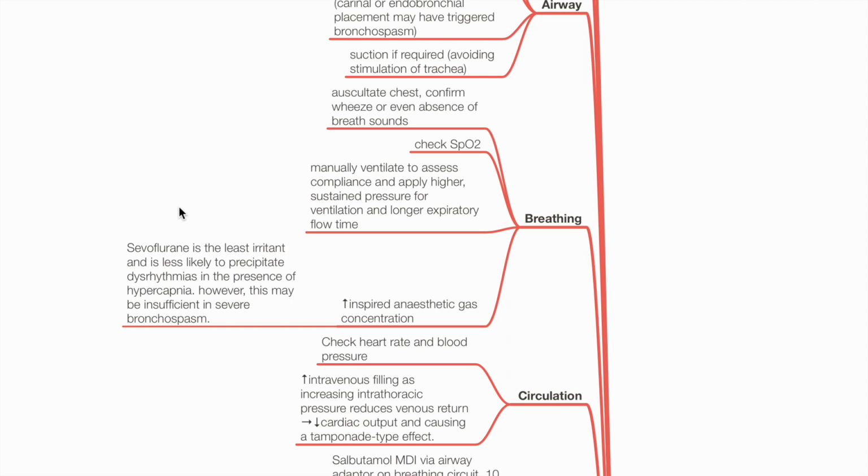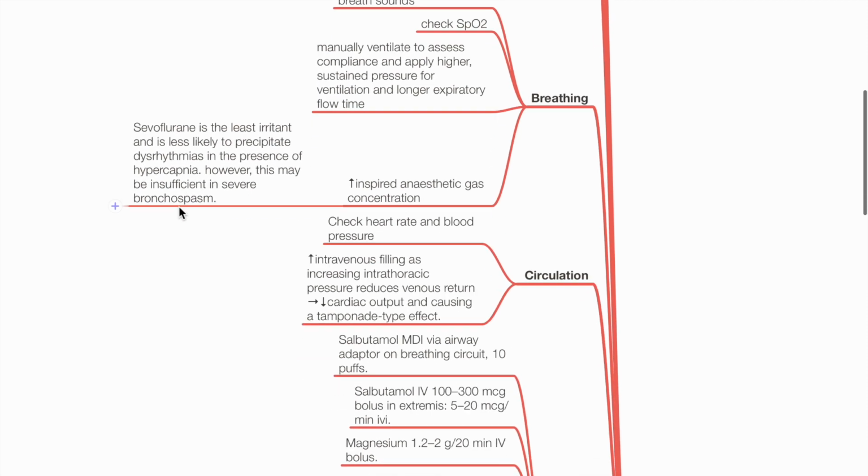Check SpO2. Manually ventilate to assess compliance and apply higher sustained pressure for ventilation and longer expiratory flow time. Increase inspired anesthetic gas concentrations. Sevoflurane is the least irritant and less likely to precipitate dysrhythmias in the presence of hypercapnia. However, sevoflurane may be insufficient to break the bronchospasm.